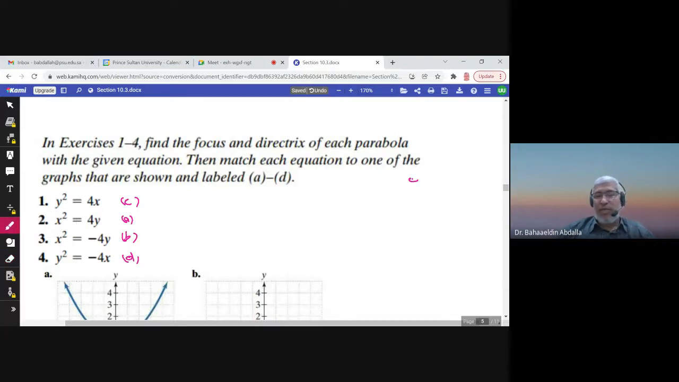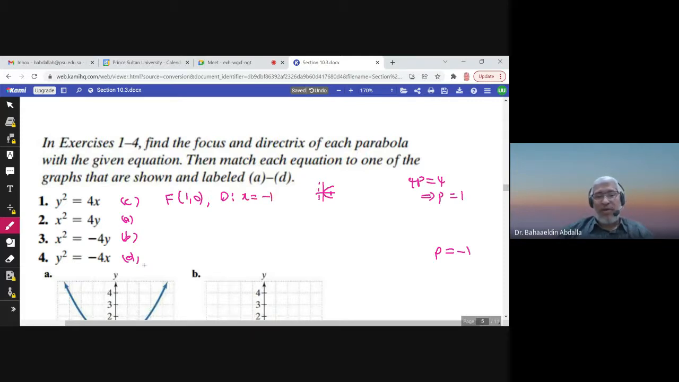So let me write it here. 4p is 4, then p is 1. p is 1 here and p is -1 here. So p is 1 in the first 2 cases and p is -1 in cases 3 and 4. Well, here we said that the graph opens to the right. When the graph opens to the right, the focus has coordinates p and 0. So the focus here has coordinates 1 and 0, and the directrix will have the equation x equals -1.